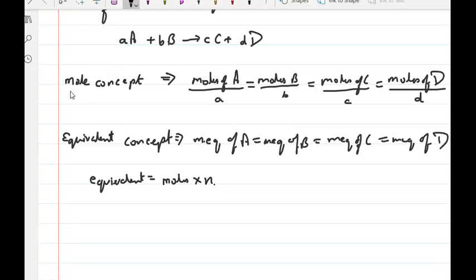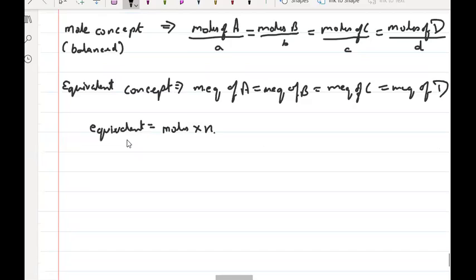Now, to use the mole concept, we should have a balanced equation, but the equivalent concept can be used even for unbalanced equations. So that's one benefit: you don't have to balance the equation. Now let's see some examples. We have solved only one example in last class, so let's see one example.